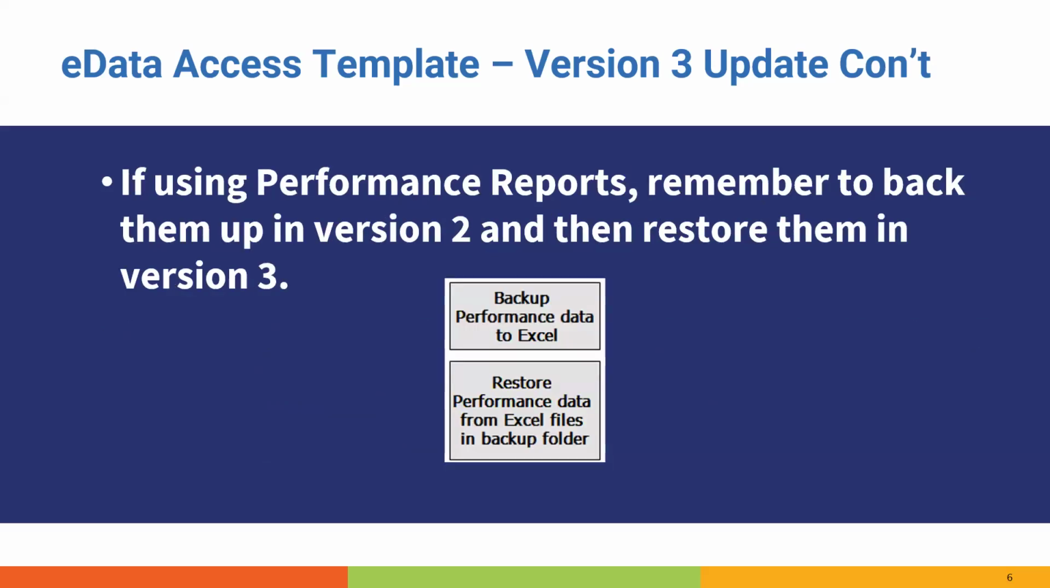Lastly, for the report version 3 updates, if you run performance reports, remember to back them up, which is the top button on the performance reports page, and then restore them in version 3. We also always recommend, it's totally fine, to keep your version 2 file just in case, because that serves as a backup for your performance reports themselves. Especially this time of year, you may have been running those reports for months, so you want to make sure that they're backed up and that you have access to them.